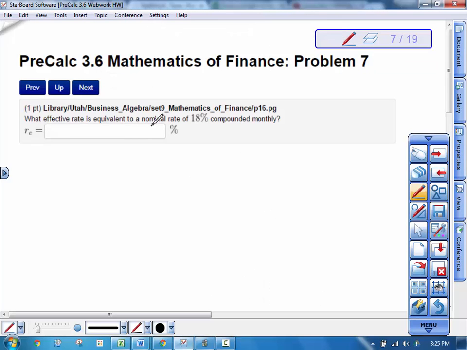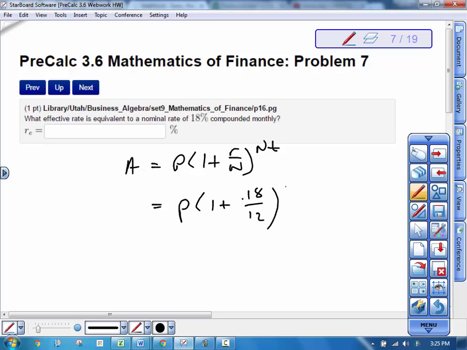Next problem, what's the effective rate? That's equivalent to the nominal rate of 18% compounded monthly. Once again, we use this. And we need to simplify this a little bit. This is 1 plus, it's 18% compounded monthly. So n is 12. Now we can simplify this to get it to p, and then, 1 plus r to the t is basically what we're trying to simplify that to, because that'd be like an annual percentage yield. So let's simplify this quantity right here.